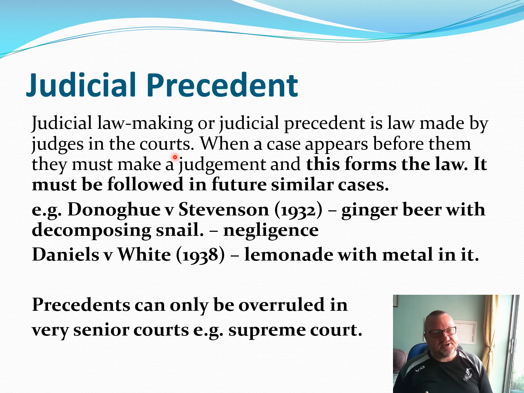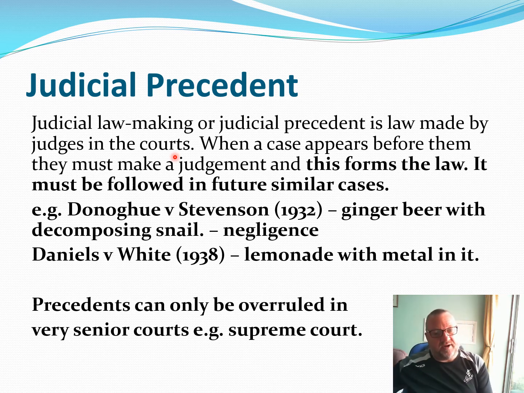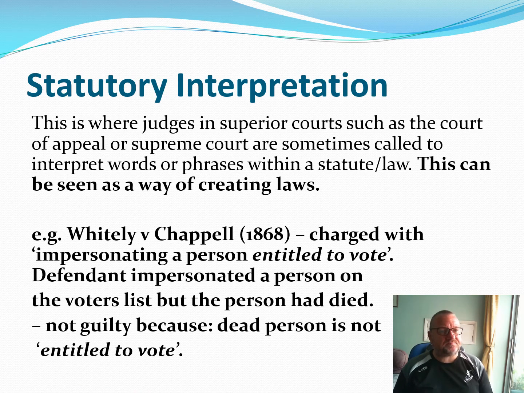So this is what's known as a judicial precedent. Once the judge has made a ruling in one case, it sets the law for every other case. And the reality is that precedents can only be overruled in a very senior court, and they're very, very unlikely ever to be overruled in reality. Okay? That is the way judges set laws, and there's one other way.